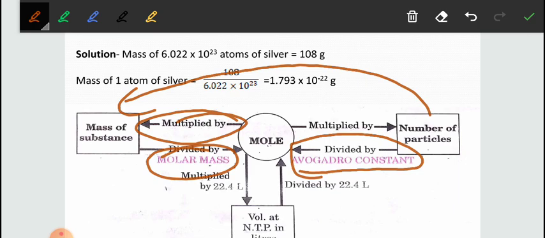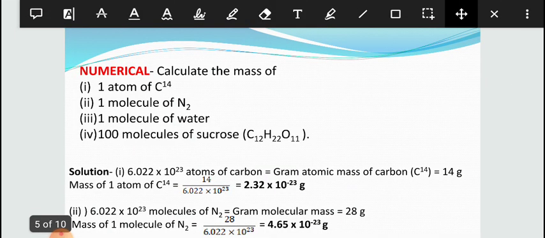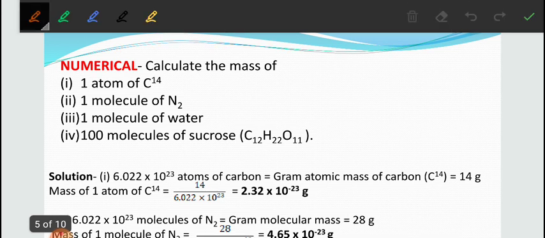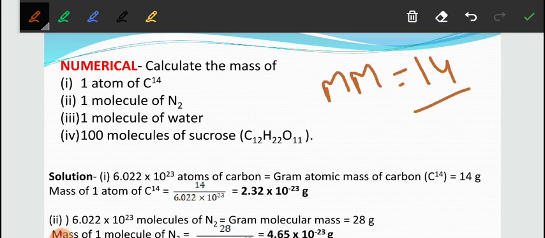Okay, so move to the question. What is that? Multiply by the molar mass. So carbon 14, the molar mass of carbon 14 will be 14. Okay, and we need to multiply by 14 and divide by the Avogadro number. You will get the answer.